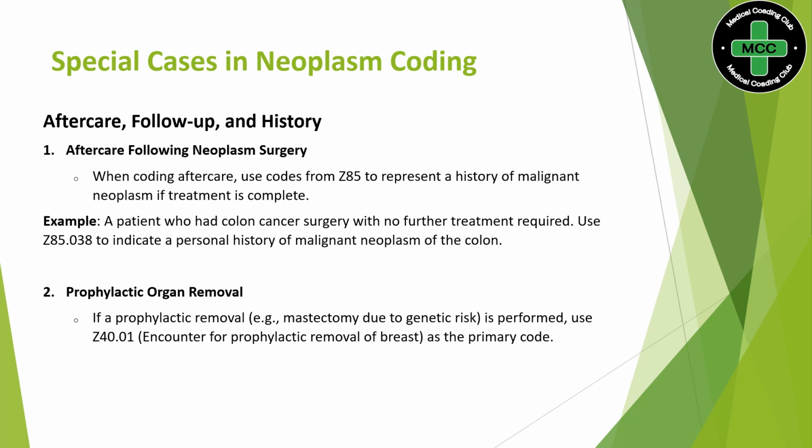Next, prophylactic organ removal. If there is prophylactic removal like mastectomy due to genetic risk, we will take a code from the Z40 series. Here I have added Z40.01, which says encounter for prophylactic removal of breast, as the primary code. Whatever organ is removed for prophylactic purposes will be coded primarily.